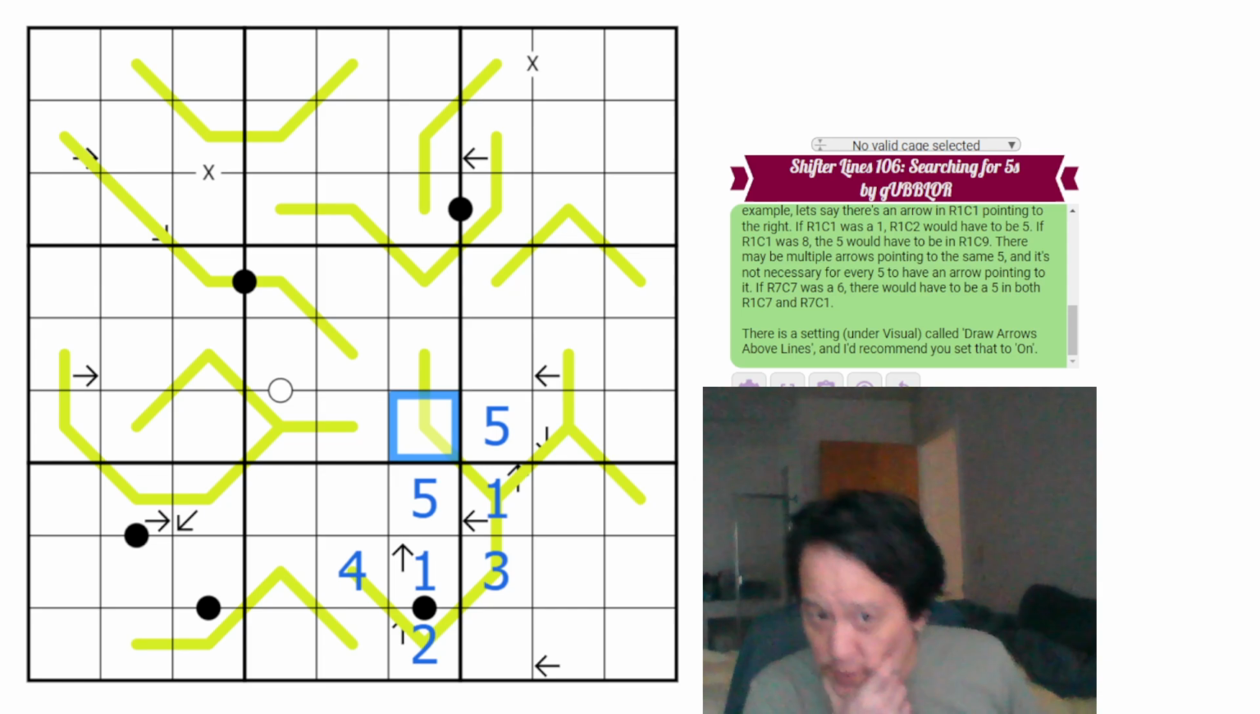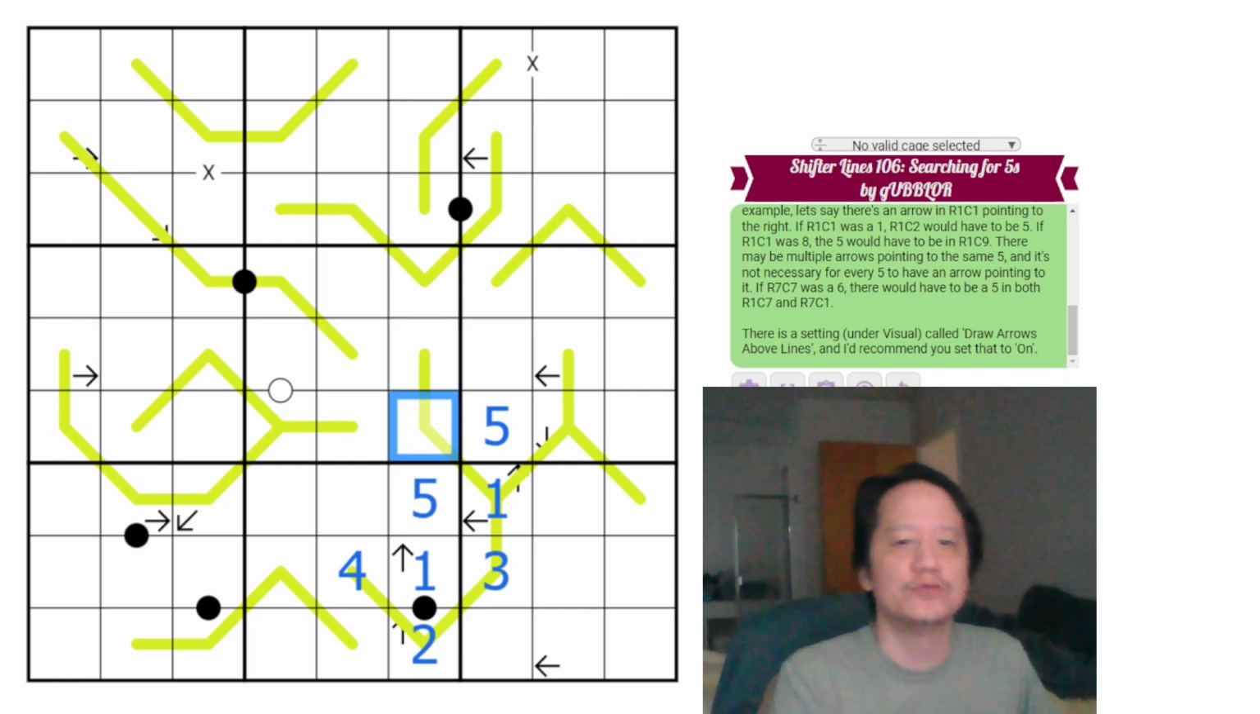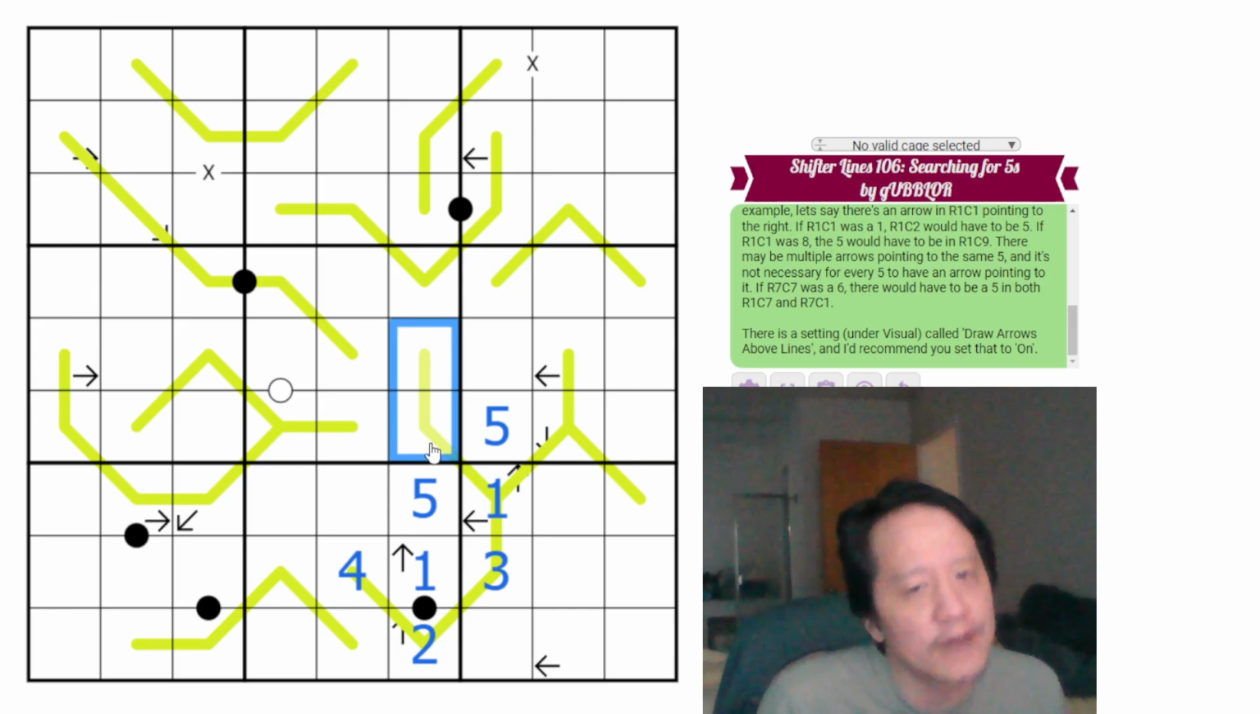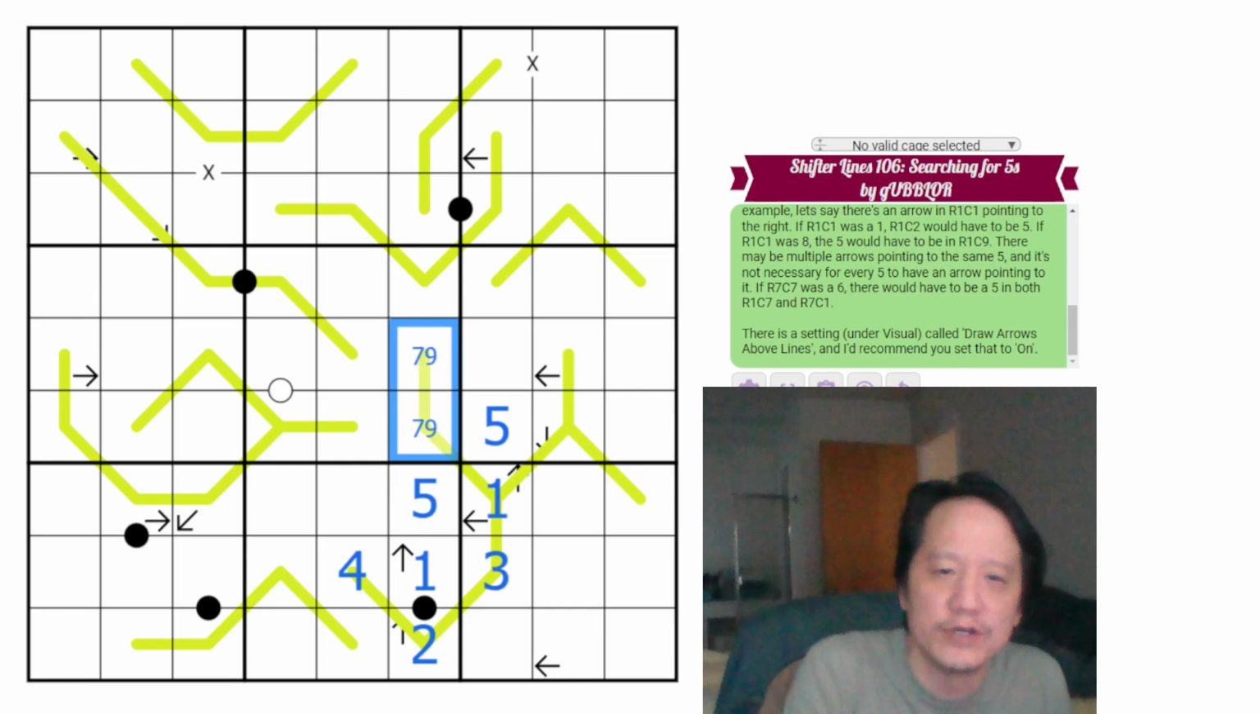And this one cannot have a 2 or 4. So if this were to change in parity, it would have to have a 2, and that's not possible. So this has to change in polarity, which means it has to be 7 and 9. So we know that's 7, 9.